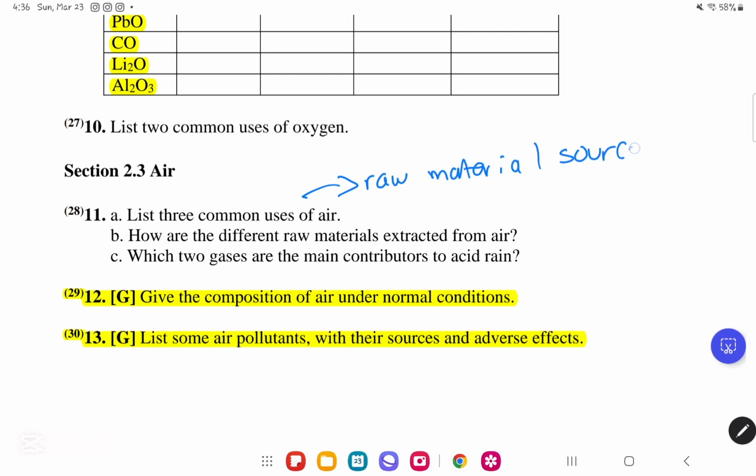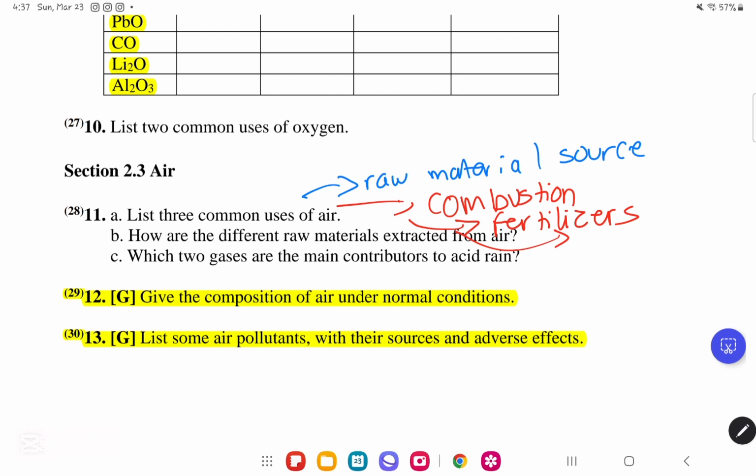Okay. How are the different raw materials extracted from air? Oops, sorry, I moved on to part B without completing this. Okay, the first reason is raw material source. The second reason is combustion. So you will take oxygen from the air and you will use it for combustion. You will take the nitrogen from the air and you will put it in fertilizers. But also another extra use is that you will take the noble gases, for example argon and neon, and you will make bulbs out of them, like colored signs.